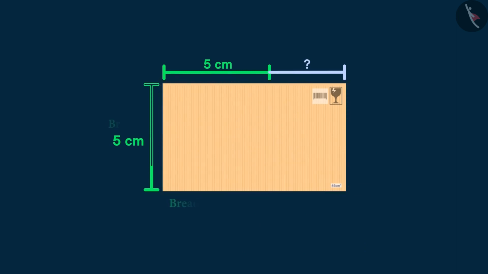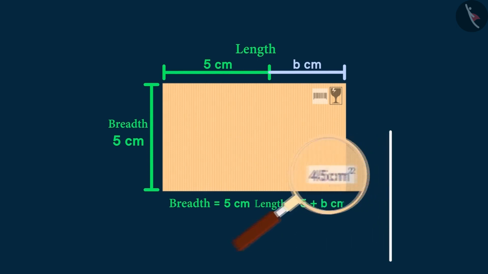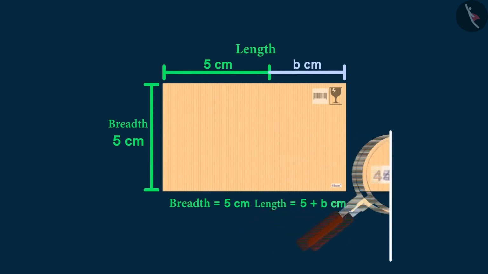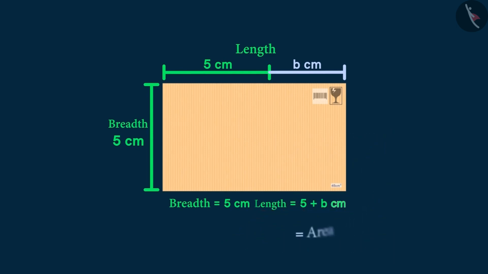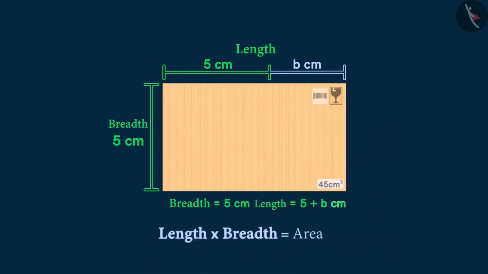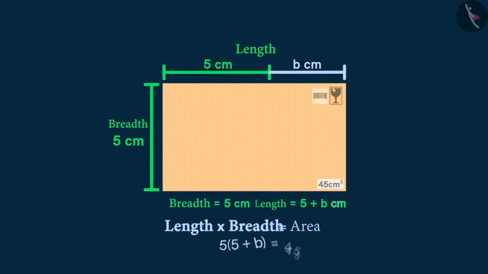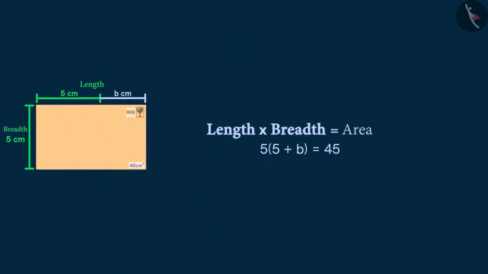We know that the breadth of the parcel is 5 centimeters and the length of the parcel is longer than 5 centimeters. So, we can write the parcel's length as 5 plus b centimeters. We also know that the area of the parcel is equal to 45 centimeters square. We know that the area of a rectangle is length times its breadth. So, we can form an equation with its area like this. Here, we will have to solve this equation to get the value of the variable b.